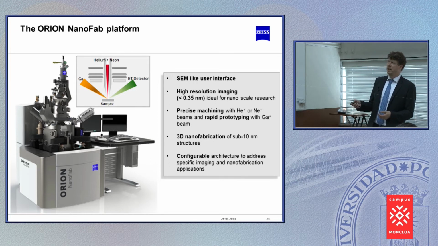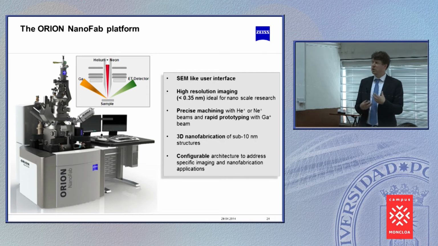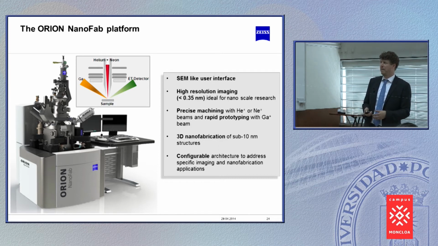Okay, you see again, high resolution. You can precisely measure your material, or you can do rapid prototyping with gallium. I will show you later. This is more detailed.